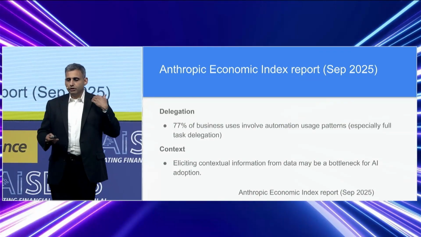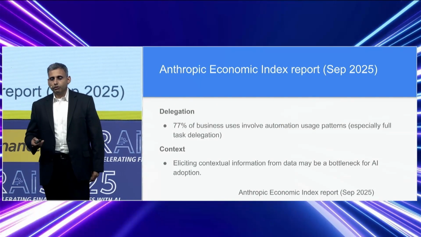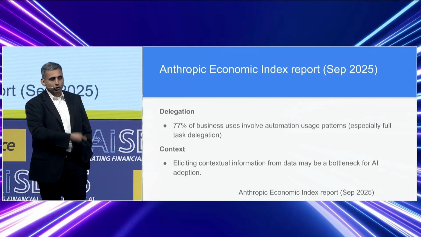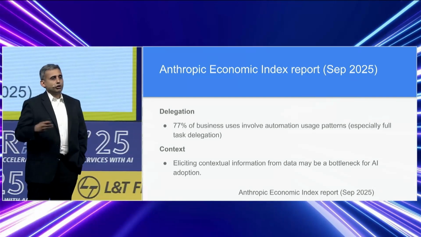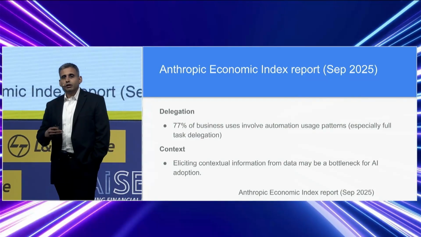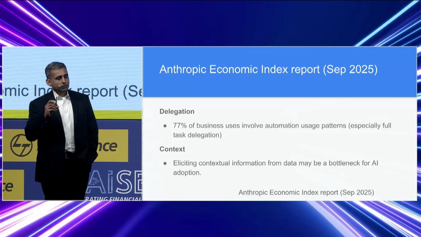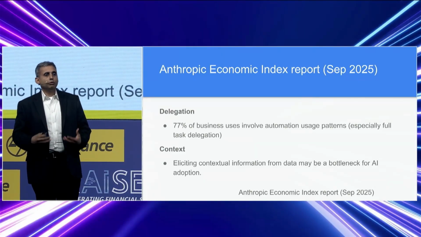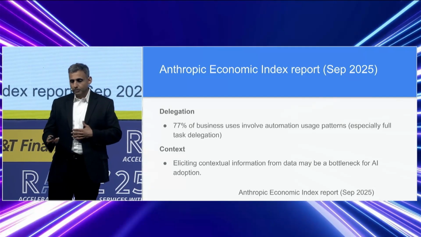And by the way, what I just showed you is a rephrase of what actually came in the Anthropic Economic Index report just a couple of months ago, where they came to the same conclusions: that the majority of business use cases involve automation usage patterns that need full task delegation, and that the biggest bottleneck we're going to face very soon is the bottleneck of trying to give that full context to an AI to actually accomplish the task, so that you can delegate to the AI effectively.